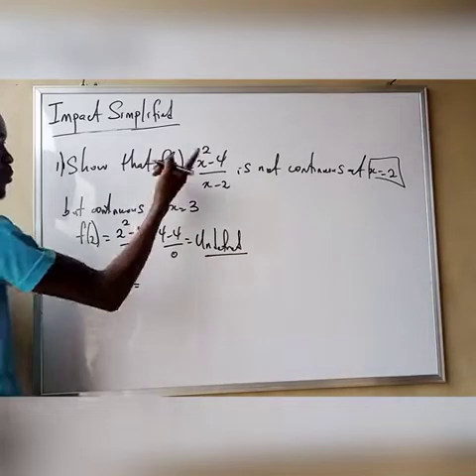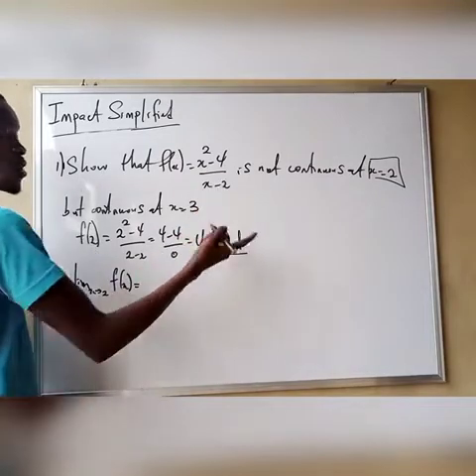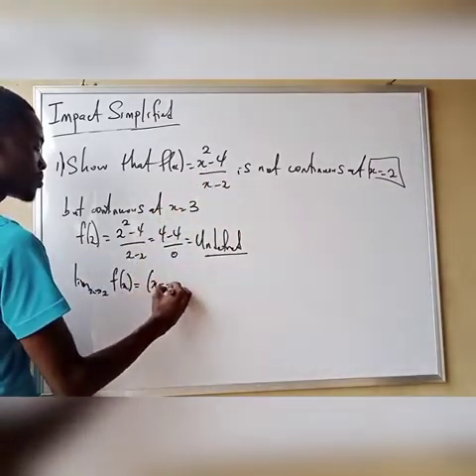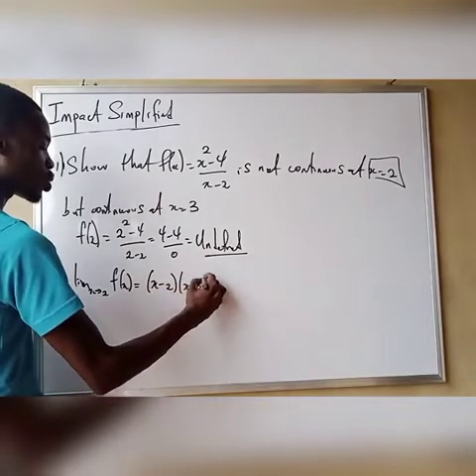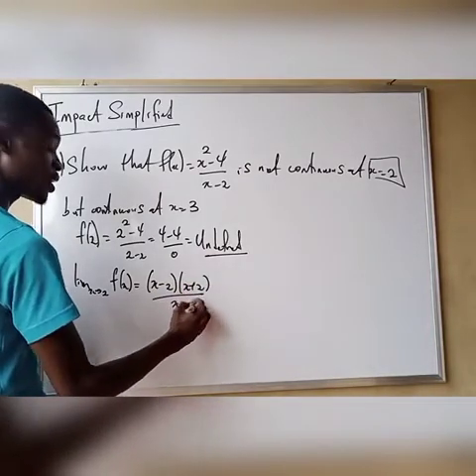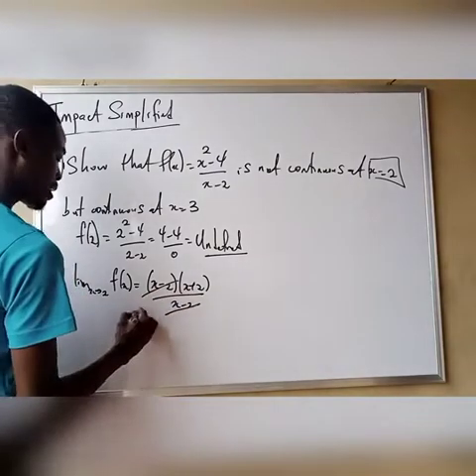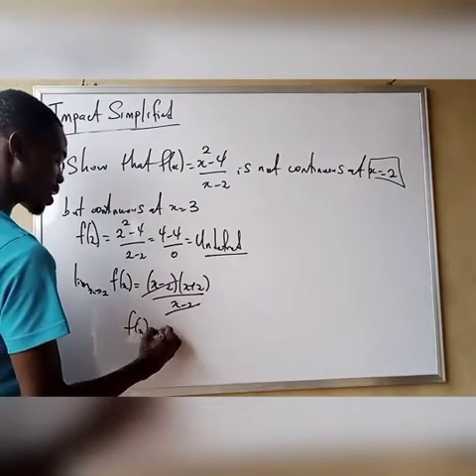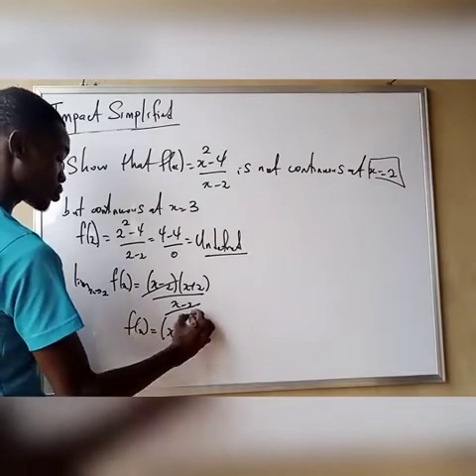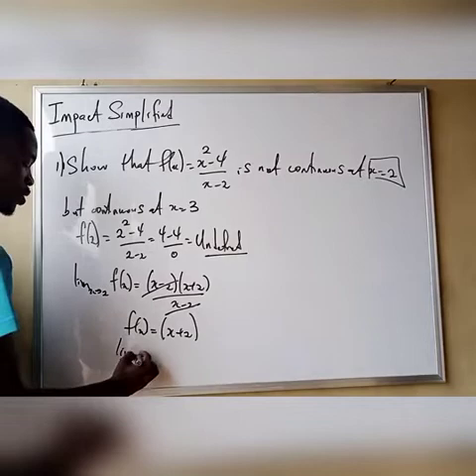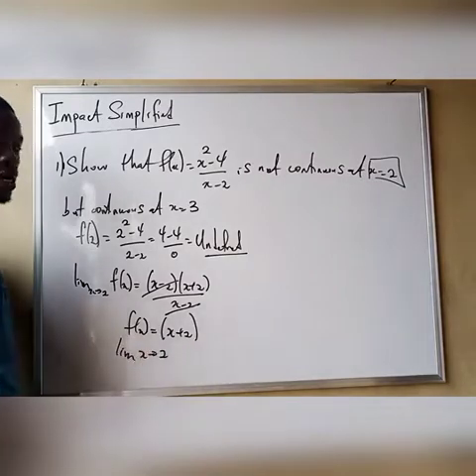And also, if you want to limit our f of x to 2, this function we can simplify. And if you want to simplify this, this is a difference of two squares. And that will give us x minus 2 into x plus 2 over x minus 2. You know, difference of two squares. And that means we cancel this. And that will give us our f of x is equal to x plus 2. So since we have simplified for limit, we are now going to limit our x to 2.